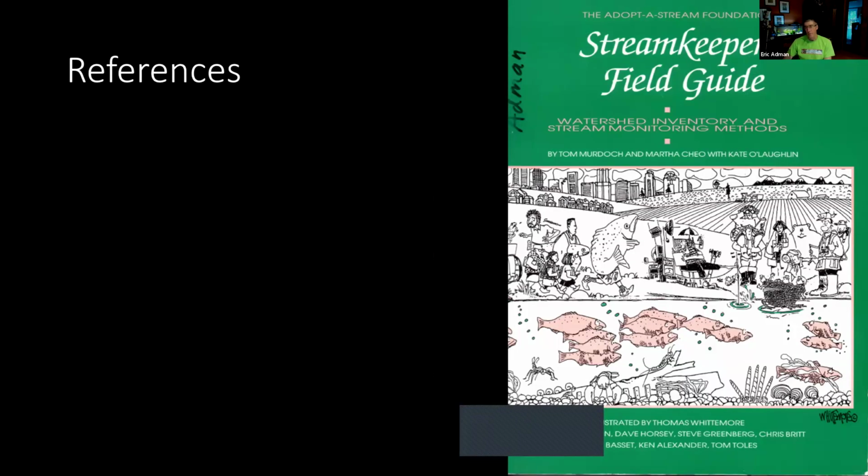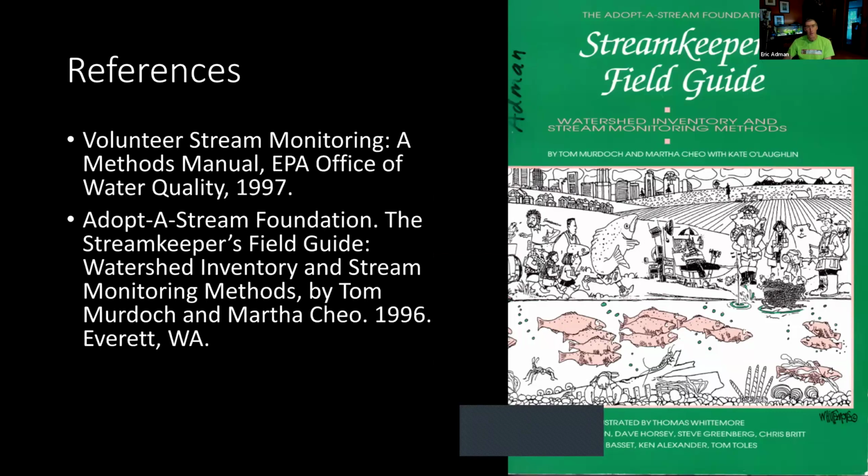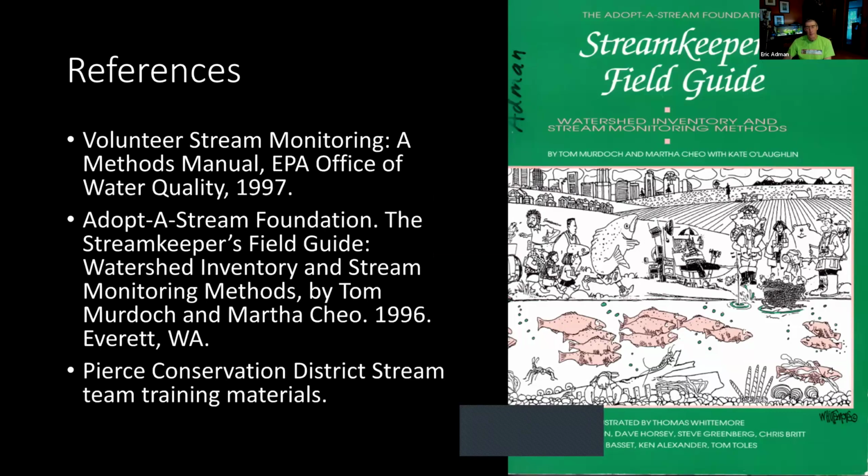The information that I'm basing this on is a great document called the Streamkeeper's Field Guide. It's a reference book that you can get at Adopt a Stream. There's also some information from the EPA, and I'm also relying on Pierce Conservation District Stream Team training materials for this area.